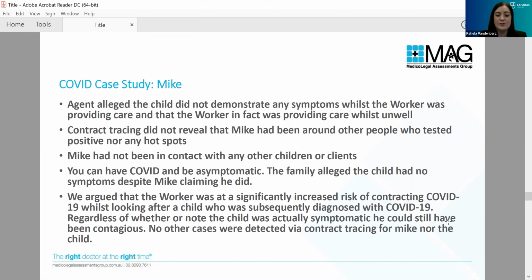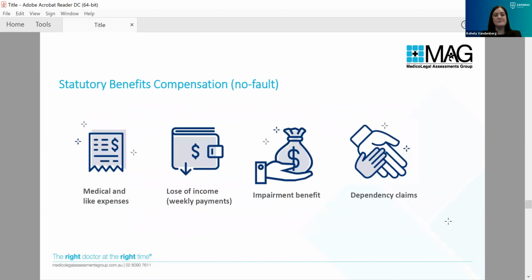So we argue that the worker was at a significantly increased risk of contracting COVID whilst looking after that child, noting that that child also was diagnosed with COVID. So eventually that must have been accepted by the agent because the claim was accepted. It's not uncommon to come across these types of situations where it's a he said, she said, or they tested positive first, and therefore they must have brought it into the workplace or given it to the other person. That isn't necessarily the end all. You can dispute that. So we've been talking about eligibility, but what's the point even looking into this?